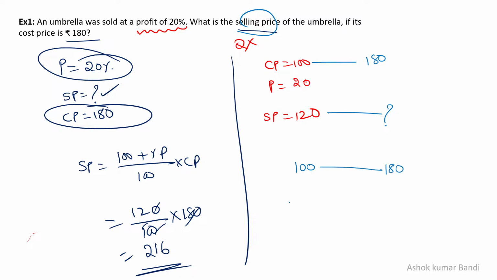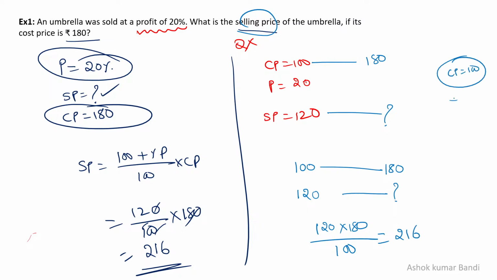I want to find out the selling price. What is my selling price? 120. Then what is the corresponding value in the original problem? You can just do your cross multiplication and you will get your answer. No need to remember anything here. Remember, take your CP as 100. If you're getting profit, add your profit to your CP and take it as SP. If you are getting loss, then subtract your loss from CP and take it as SP.